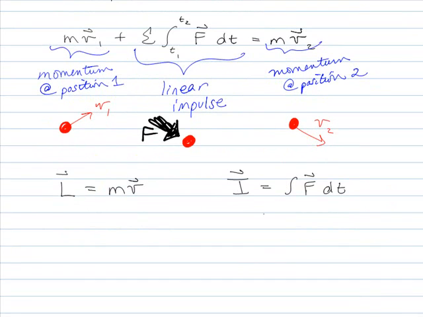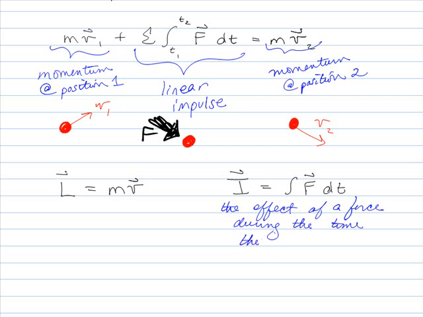Another way to think about the linear impulse is the effect of a force during the time the force acts. So you've got a force doing something during a specific period of time. The longer I hit something, the longer I push on something, the more impulse I apply to it. And then momentum is just directly dependent upon its initial velocity.